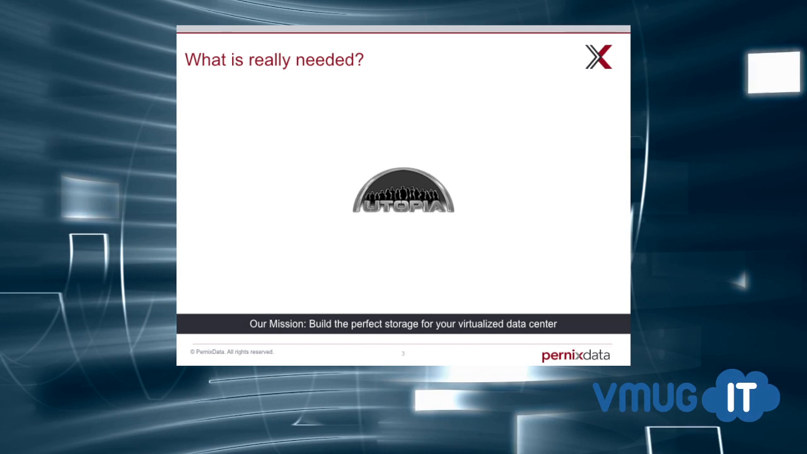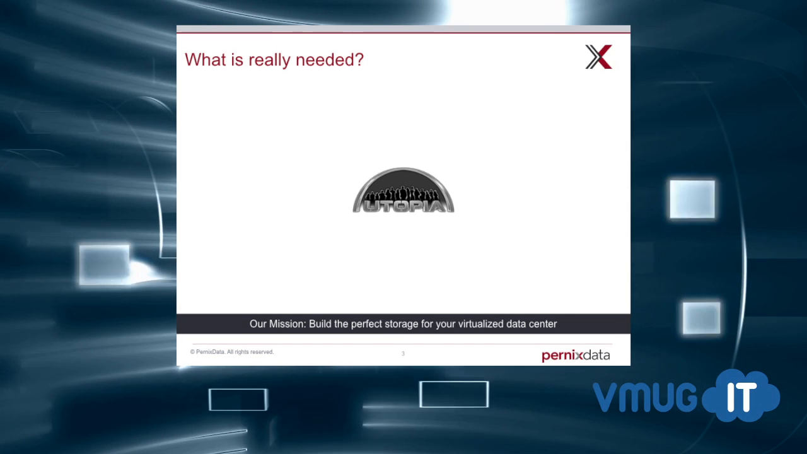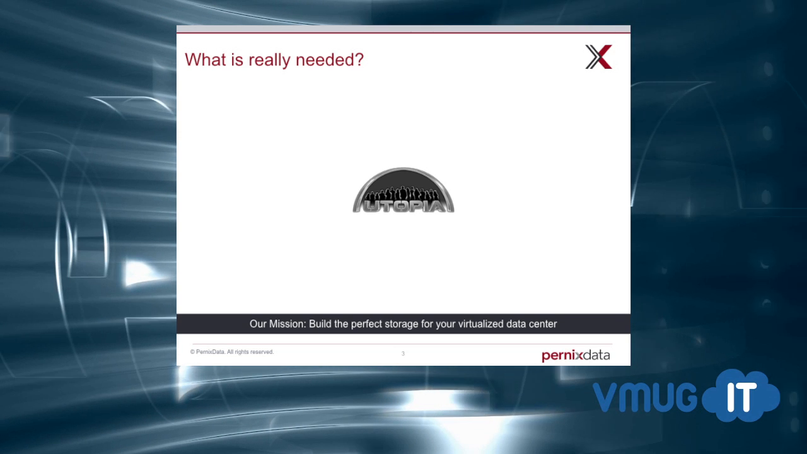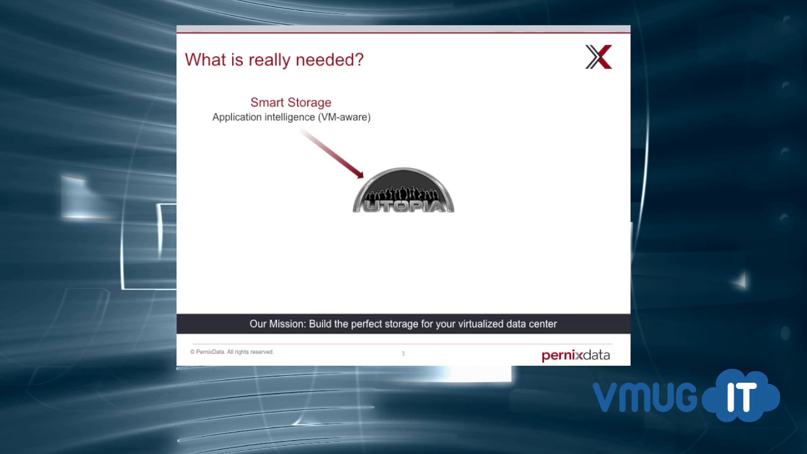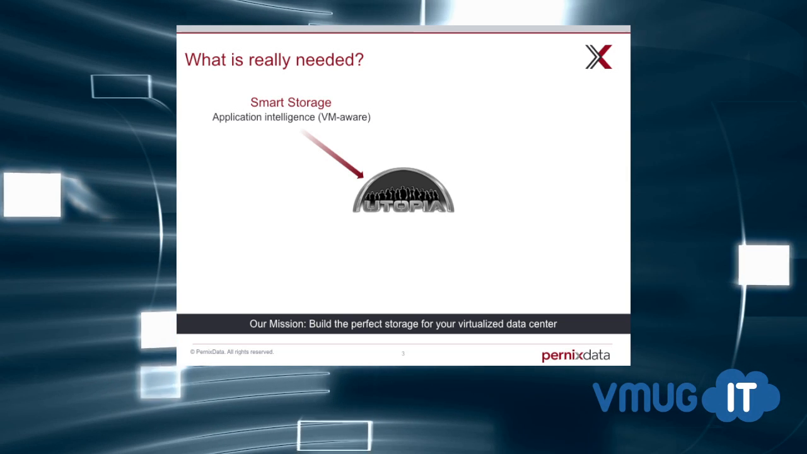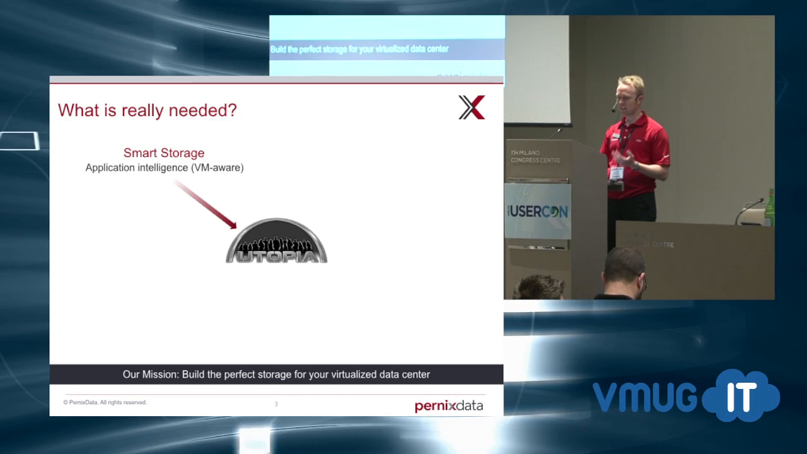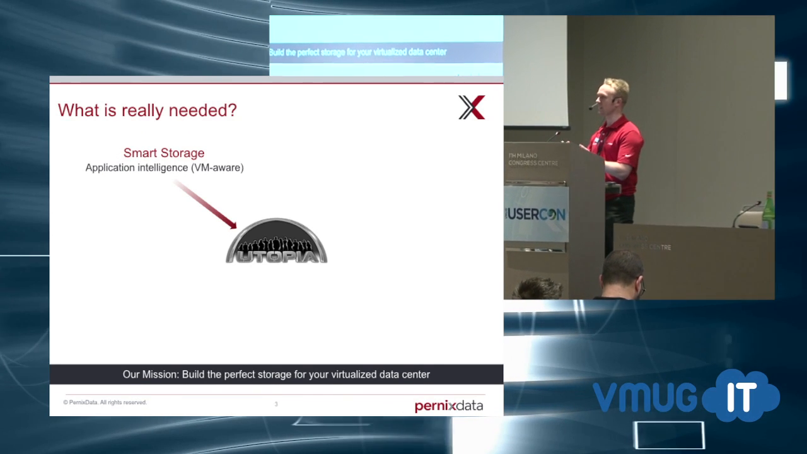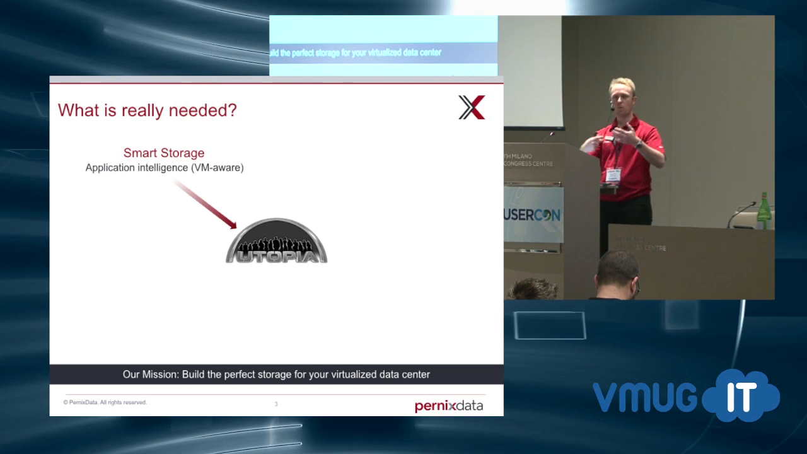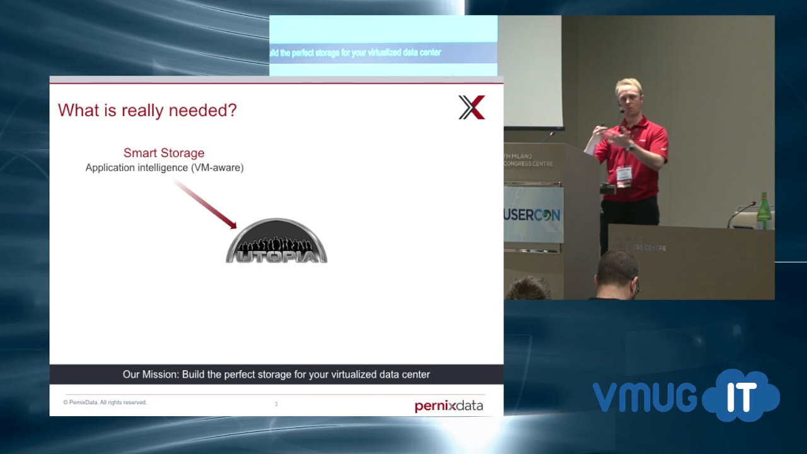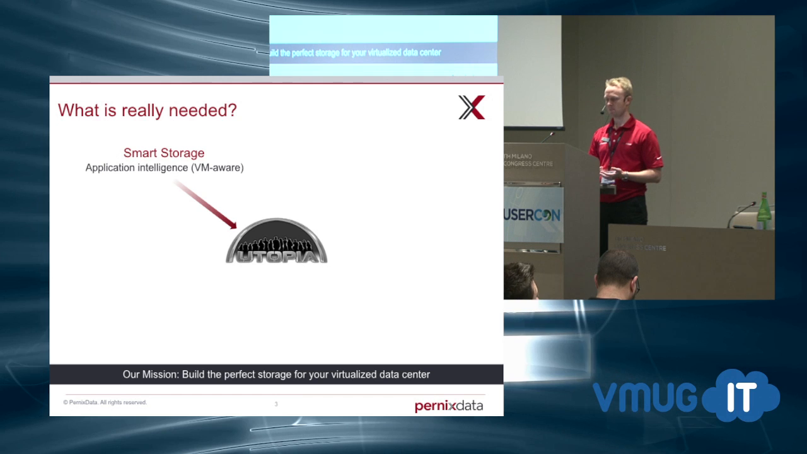So how do we get to this point where we can fall in love with our SAN again? How do we get to this utopia? What we need is smart storage. We need a smart SAN, something that has application intelligence and is virtual machine aware. So it's not just aware of itself, but aware of the VMs and the applications that run on this storage array, and provides you back with this information.